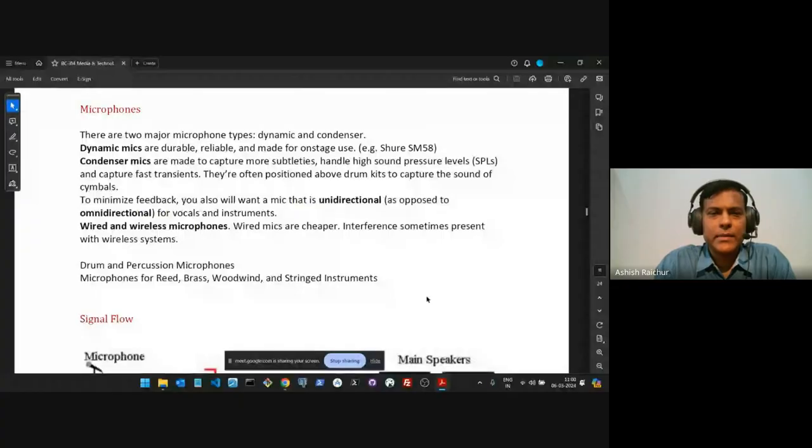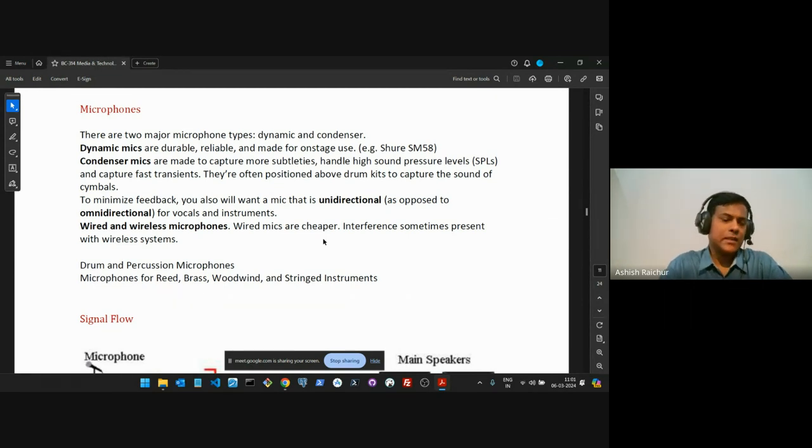So in terms of microphones. Now, obviously, microphones are very important to use, and we just need to keep a few things in mind, that there are actually different kinds of microphones. Broadly speaking, we have what we refer to as dynamic and condenser. So the dynamic are the typical microphones that we use. They are rugged, durable, used on stage. And the condensers capture more subtle or sometimes higher sound levels or fast transfer. So they are special purpose.